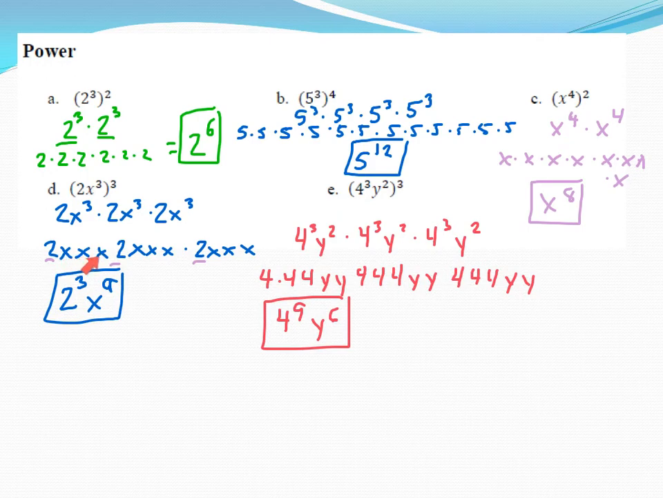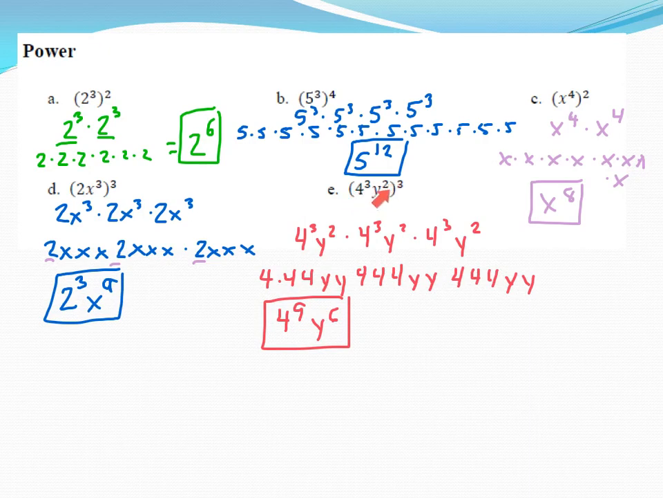X's, count them up. I have 3, 6, 9, all multiplied together. So I can simplify, condense it down, x to the 9th. Okay, so in the result, I get 2 to the 3rd, x to the 9th. Now, number E is probably the most grueling yet so far. We have 4 to the 3rd, y to the 2nd, all that to the 3rd power. So again, notice the parentheses. That means I'm taking whatever's inside and raising it to the 3rd power.